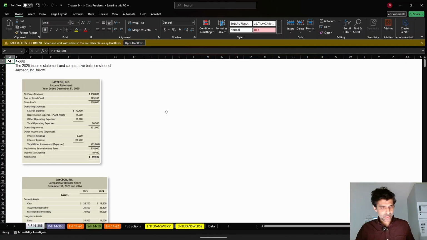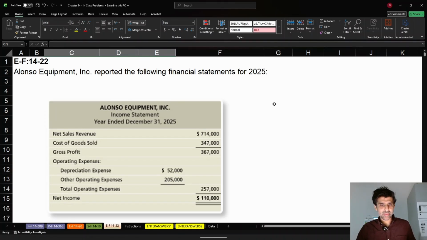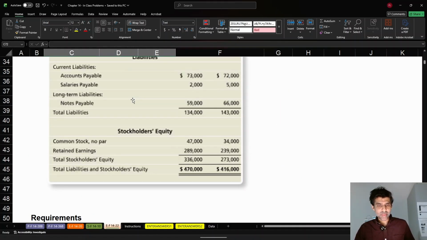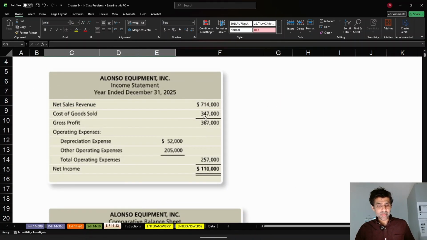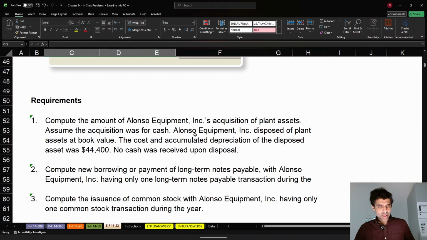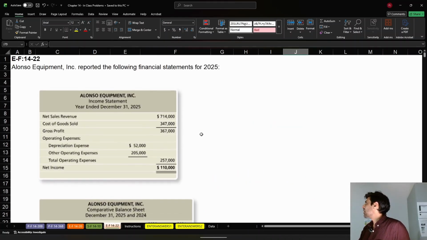We'll start with 14-22, where you're basically given some financial statements, and you're going to have to use the financial statements because you're given the income statement, you're given the ending and beginning balances on the balance sheet, and some extra information. This is a warm up, okay? It's helping you to think about how to set up the things that you will need for the statement of cash flow. Remember, we talked about for plant assets, there's disposals and acquisitions. So this will help you figure out the precursor to actually setting up the statement of cash flow.